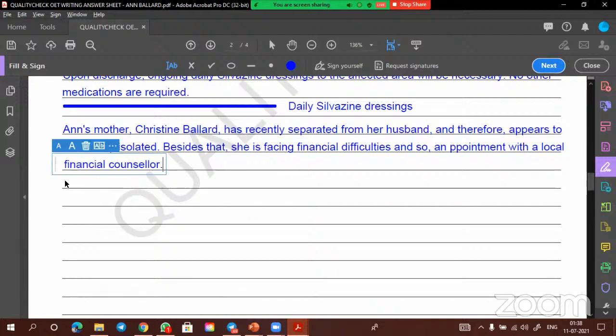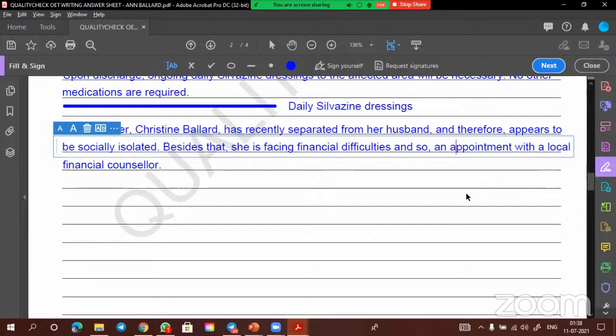So continuing here, a local financial counselor, and so an appointment with a local. So now here local is going outside. So what I'll do, I'll stop here itself, okay, and put it down.